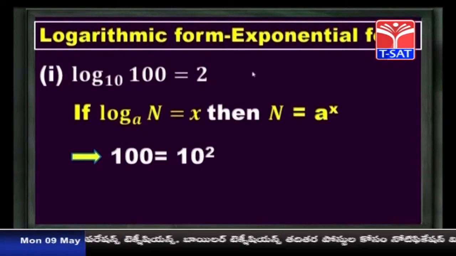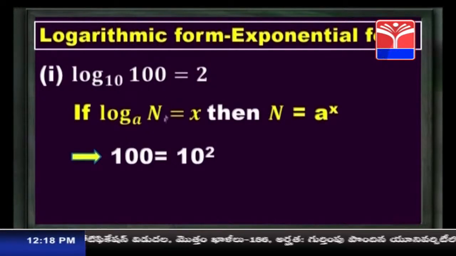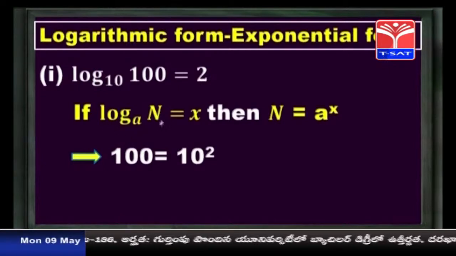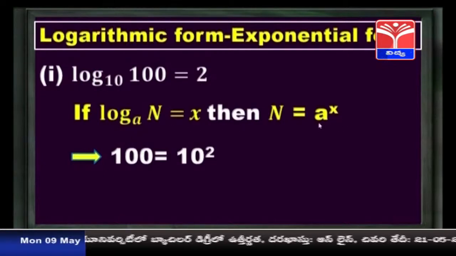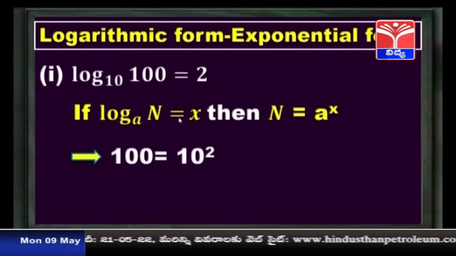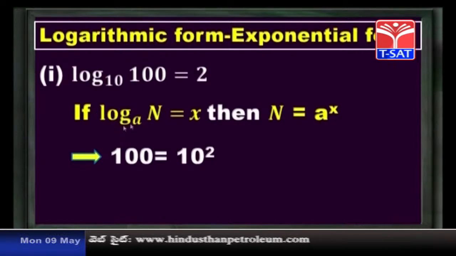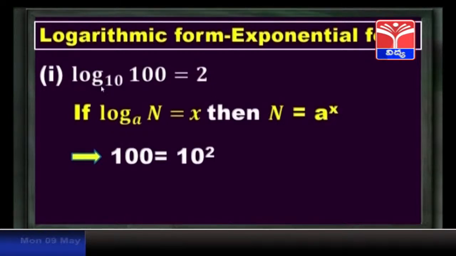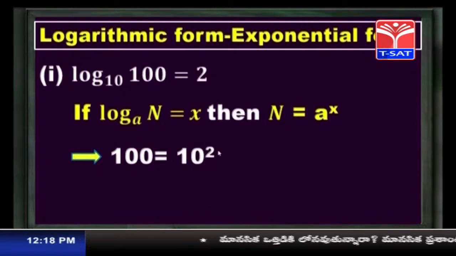Logarithm form to exponential form: log 100 to the base 10 is equal to 2. Here if log n to the base a is equal to x, then n is equal to a power x. We remove the logarithm here and send a to the right hand side, which becomes a power x. Same way, log 100 to the base 10, while converting to the exponential form, 100 is equal to this base with power 2. So 100 is equal to 10 square.